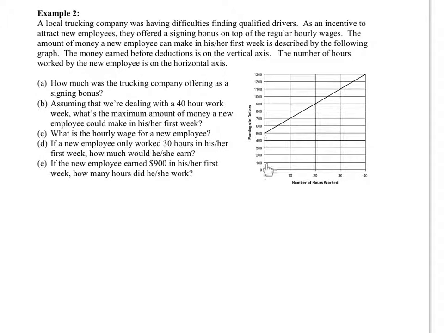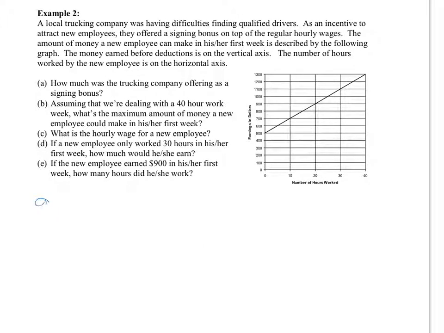That's how much the person is making. And the number of hours worked by the new employee is on the horizontal. So this is how much the employee worked, and those are the hours. Okay? So the first question is, how much was the trucking company offering as a signing bonus? Well, how do we know this?